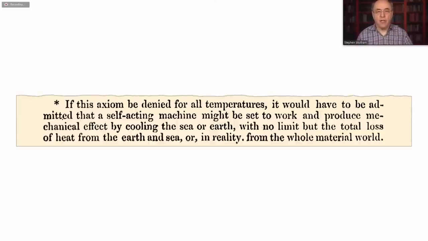It's important to notice here, and we'll talk about it more later, that he talks about it being impossible by means of inanimate material agency. So he is carving out the possibility that a living system, or maybe a human, could do something different from what he is saying will happen in inanimate matter. Okay, so then, oh gosh, this history is complicated, I must say.